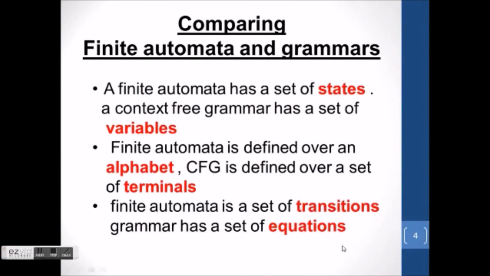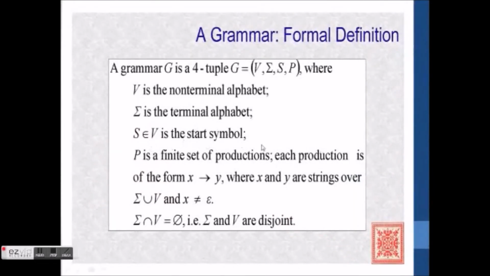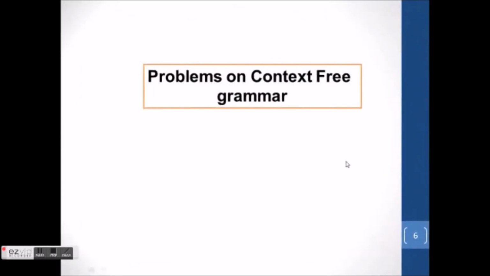So the finite automata is a set of transitions and grammar is a set of equations. That is perfect. There's just one point to note here: the start state is always available in the V set. The V set is a superset of the start variable, because all the variables that are there in the grammar must be there in the V set, and S has to be a subset of V. So P is a set of productions or equations. This is all we wanted to know about grammar.